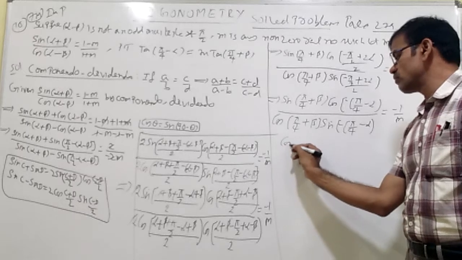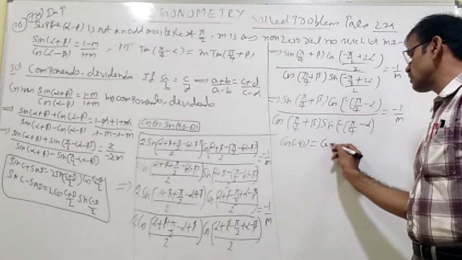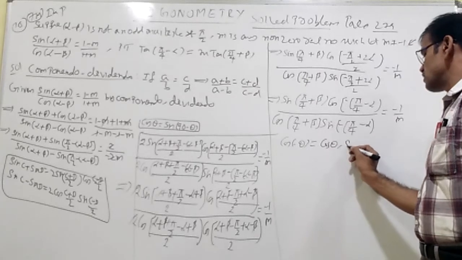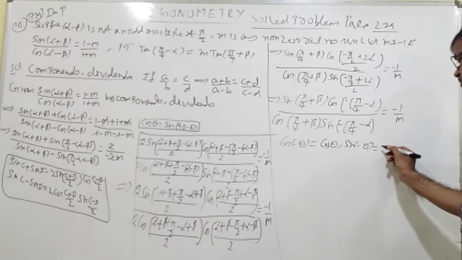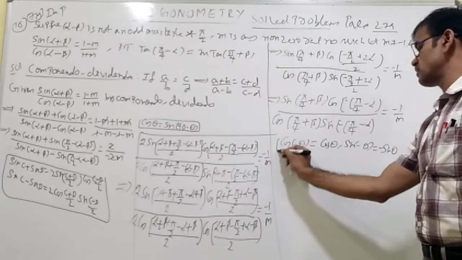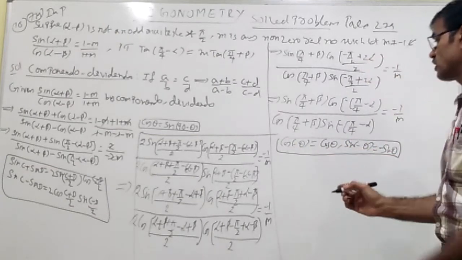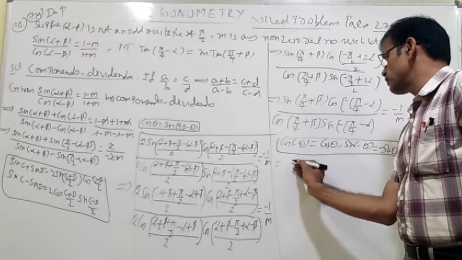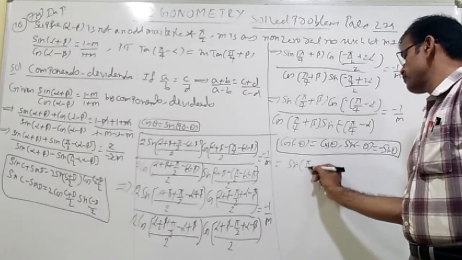Here we need to remember two formulae. Cos of minus theta is equal to cos theta; there is no change about minus in terms of cos. And sine of minus theta becomes minus sine theta. According to these two formulae, the next step you can write: that is equal to sine of pi by 4 plus beta.